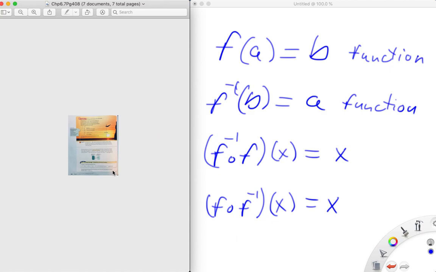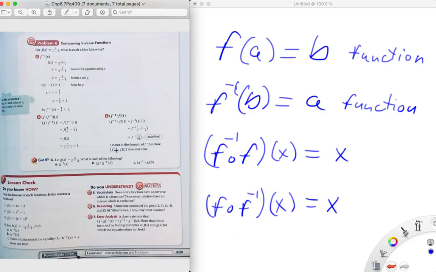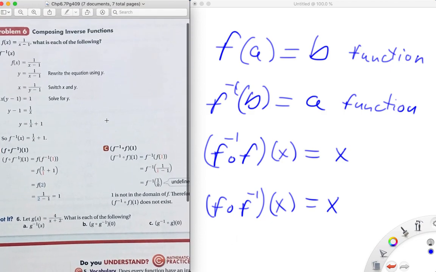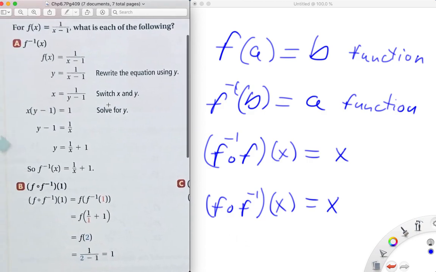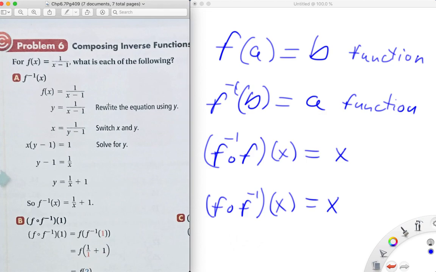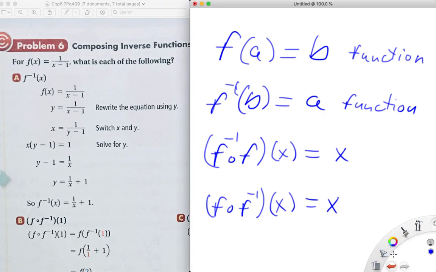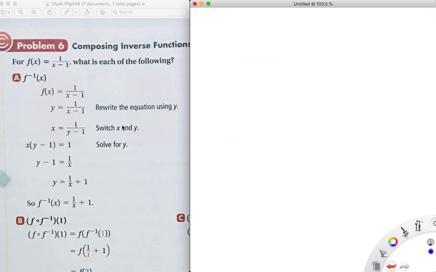So the example that they give here is that we have a function. And the function is f of x is 1 over x minus 1. And then the inverse of that, you get eventually 1 over x plus 1.